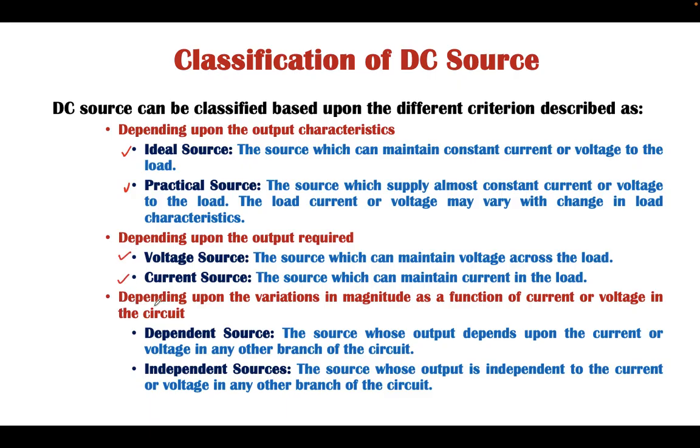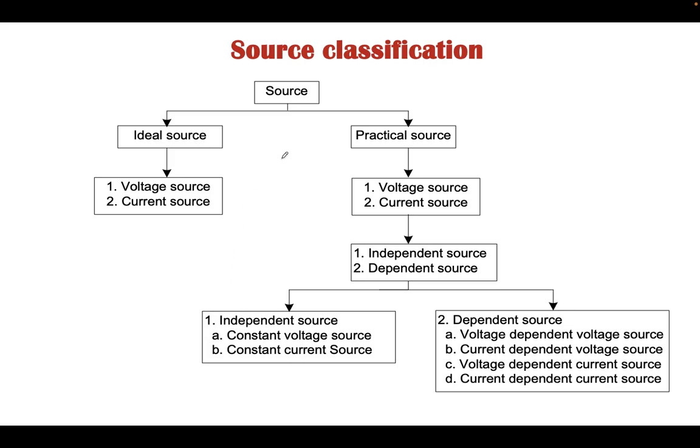Depending upon the variation in magnitude as a function of current and voltage, the source can be a dependent source or an independent source. A dependent source is one whose output depends upon the current or voltage in any other branch of the circuit, whereas a source whose output is independent of the current or voltage in any other branch of the circuit is known as an independent source. This is the generalized classification of DC sources.